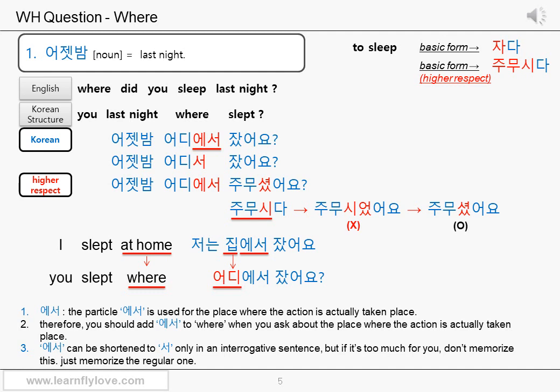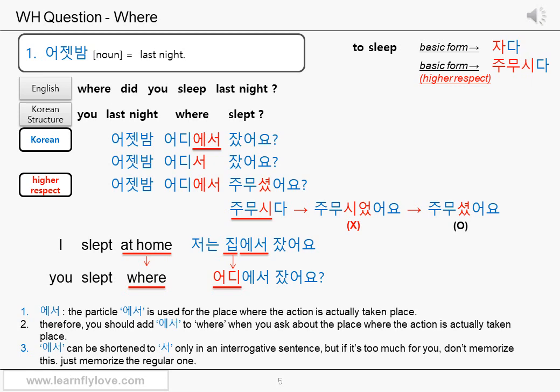주무시었어요. The last letter of the stem 시 doesn't have a final consonant, so 시 and 엇 sound are supposed to combine. 시엇, 셔, 셔, 셔. It sounds shut. Therefore, 주무셨어요. 주무셨어요 is correct. You don't need the explanation about this from now on, right?